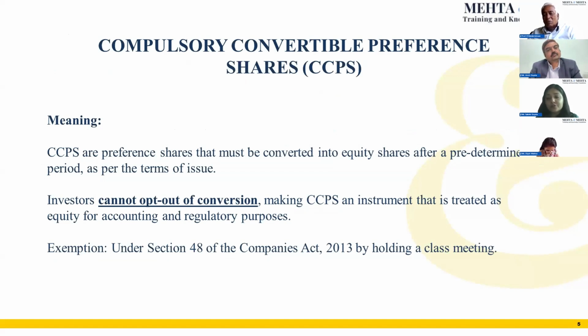Whenever the preference shares are issued, all the terms related to the issue and its redemption or its conversion are predetermined while issuing the preference shares. So in CCPS, it is a requirement that at the time of conversion, the investors cannot opt out of the conversion. That means it is mandatory for the investors to convert their preference shares into equity shares. However, there is one exemption, which is a right to those shareholders under Section 48 of the Companies Act. However, we will discuss it in detail at a later stage in the same presentation.